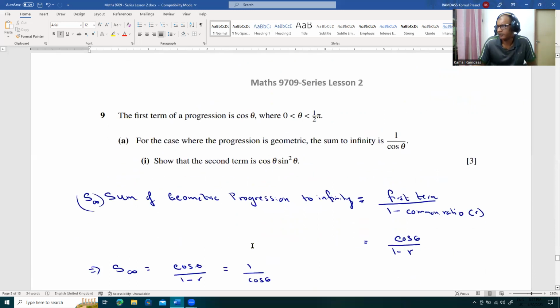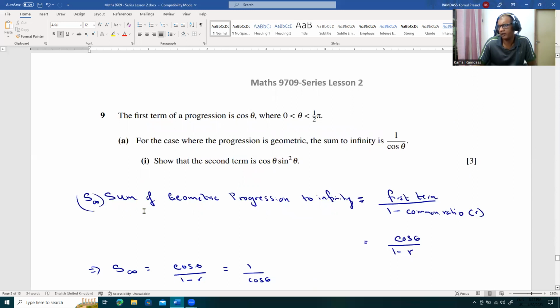Bon, question 9 dans ce papier-là. The first term of a progression is cos theta, where theta is greater than 0, less than pi by 2. It's an acute angle. For the case where the progression is geometric, the sum to infinity is 1 over cos theta. Show that the second term is cos theta sin square theta.